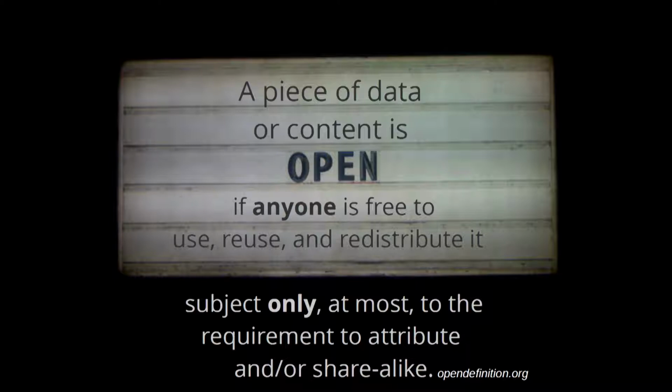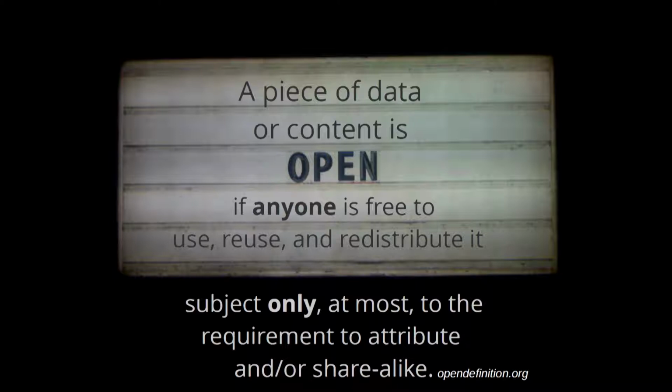And basically it says that a piece of data or content is open if anyone is free to use, reuse, and redistribute it. And so those are three separate things there, right? So you can be free to use something without being free to reuse it in a different way or to redistribute it. And so the talk this morning that went through a load of Creative Commons licenses and the different rights that you can retain or license to give away to people, they're all represented there.